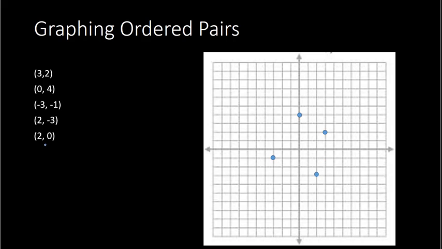One more, we have (2, 0). So in this case, x is 2. So I go to the right 2, because that is my positive direction. And then 0 is up or down, so it goes up and down 0. So it just goes 2 to the right, and that's it. It does not go up or down.